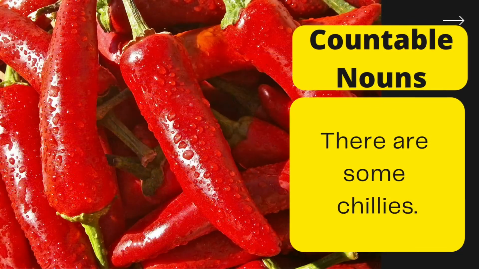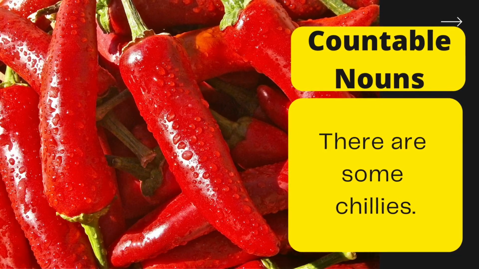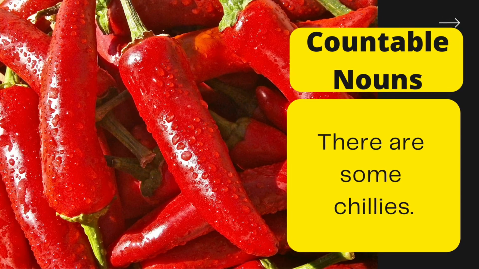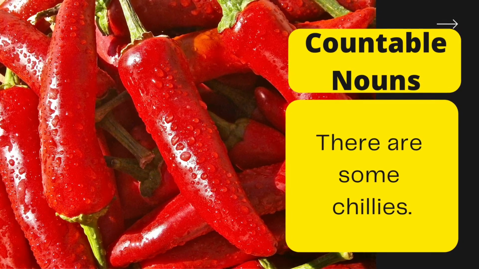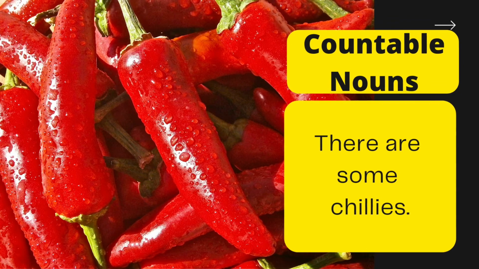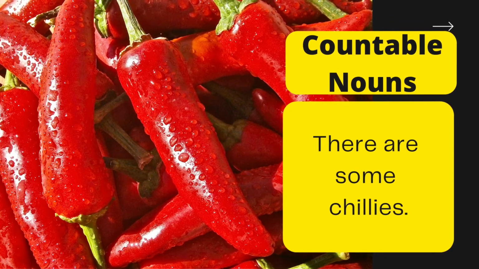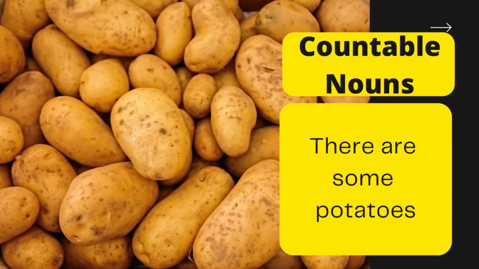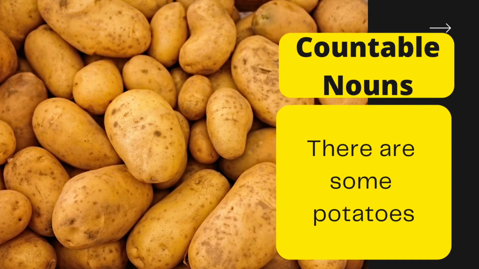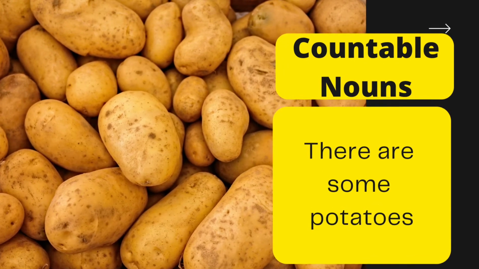Now, next is chilies. Now, chilies is a countable noun. So, the sentence will be, there are some chilies. Terdapat beberapa chili. Now, same goes to the potatoes. So, there are some potatoes.